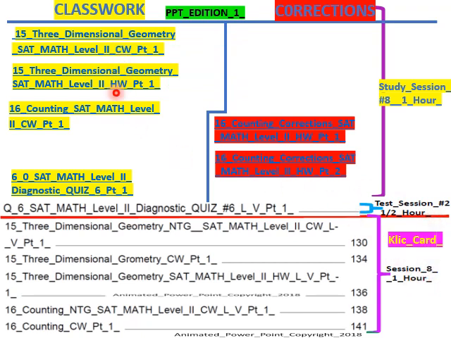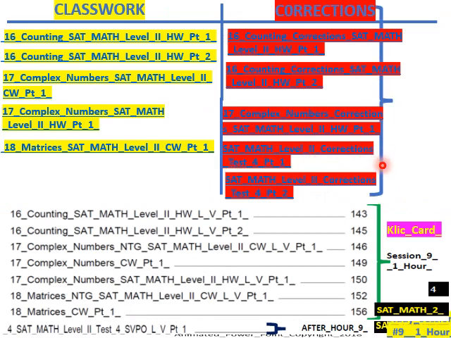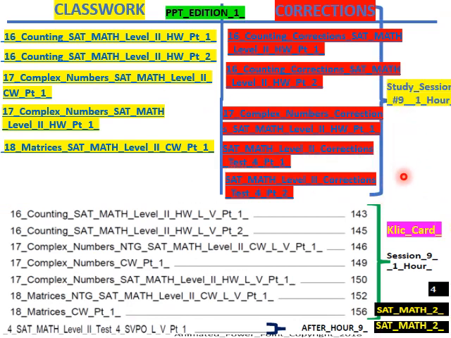And then we go into session 8, which is 1 hour for your classwork, homeworks, and then your corrections for that work. And then we have a diagnostic test number 6 here after session 8. And then again into session 9. Here's your homework. And then you have classwork here, and then you have a test number 4 here as well, another test as well.